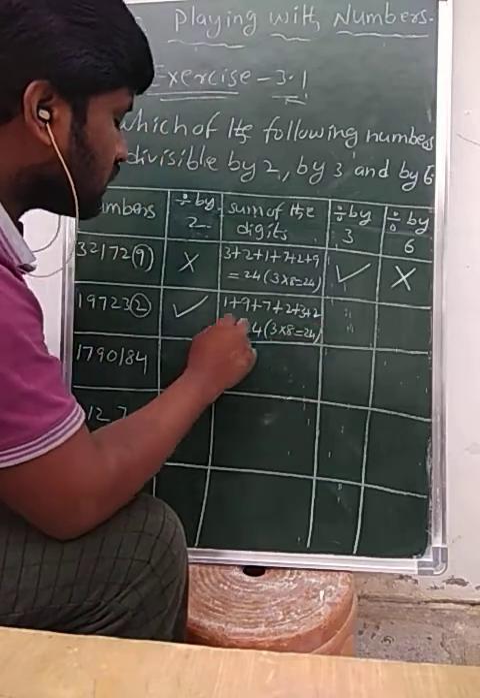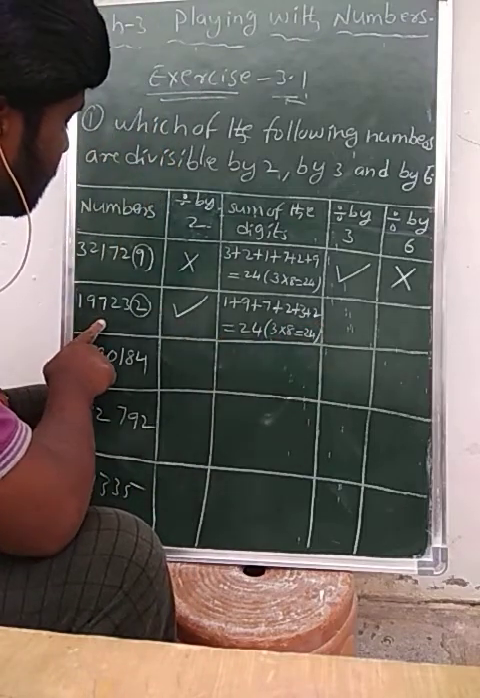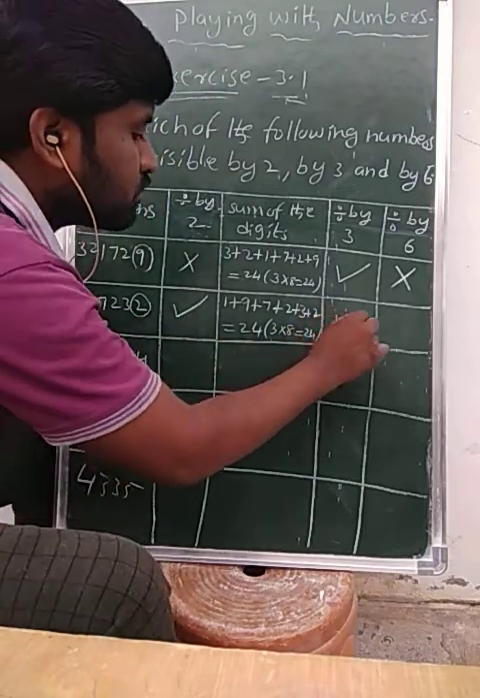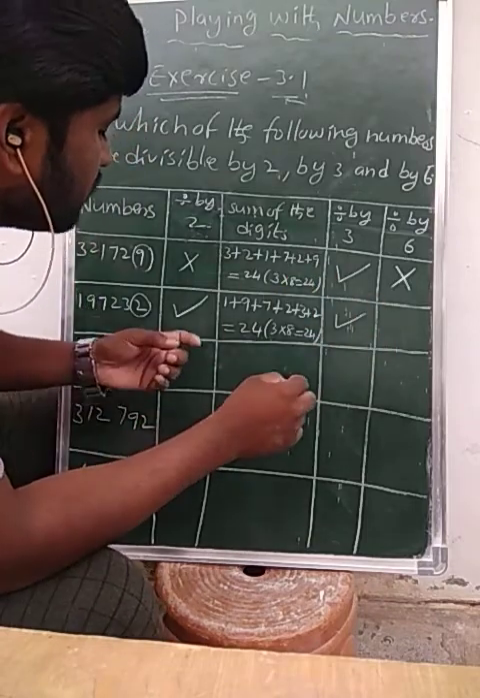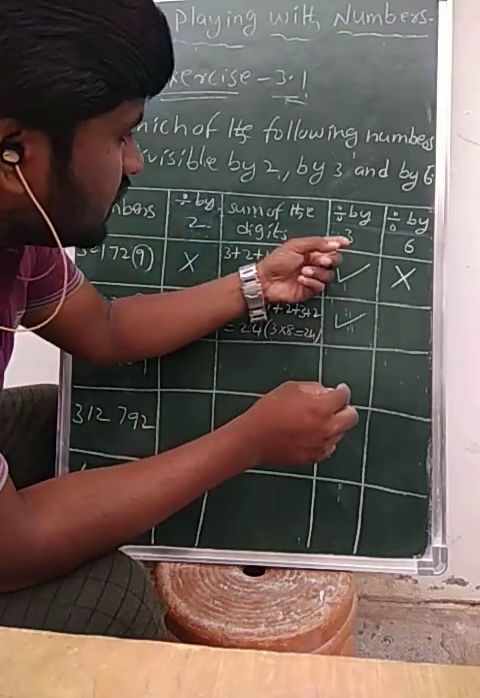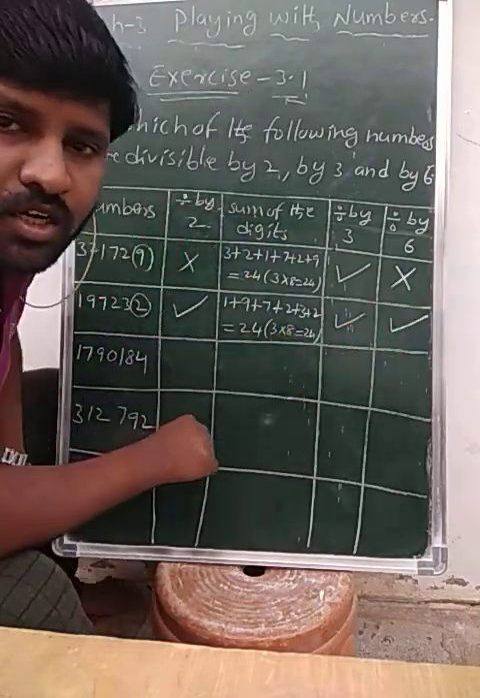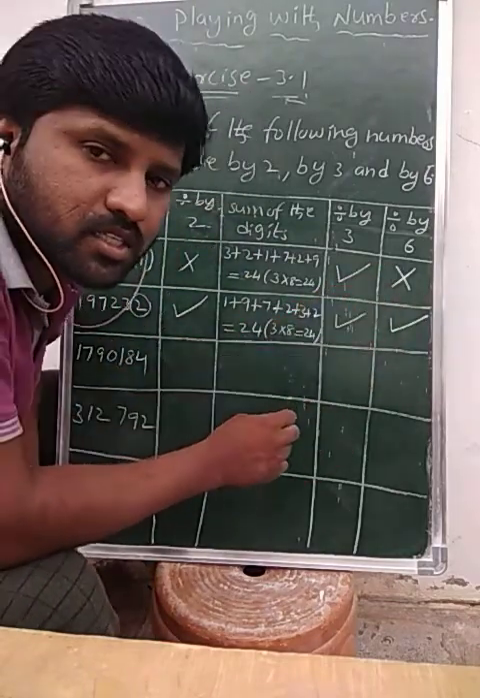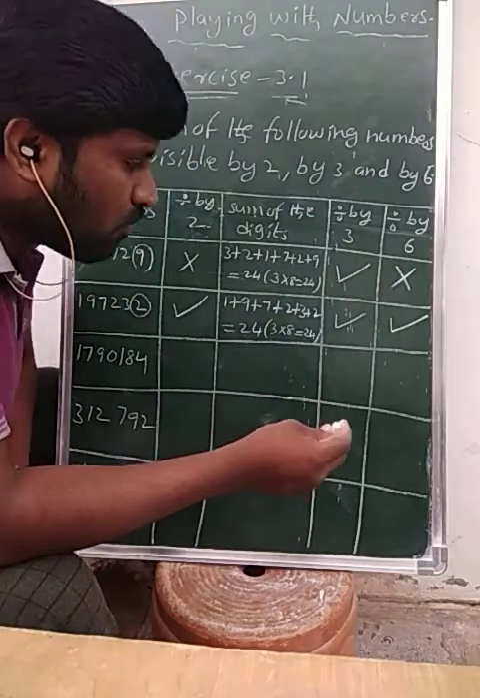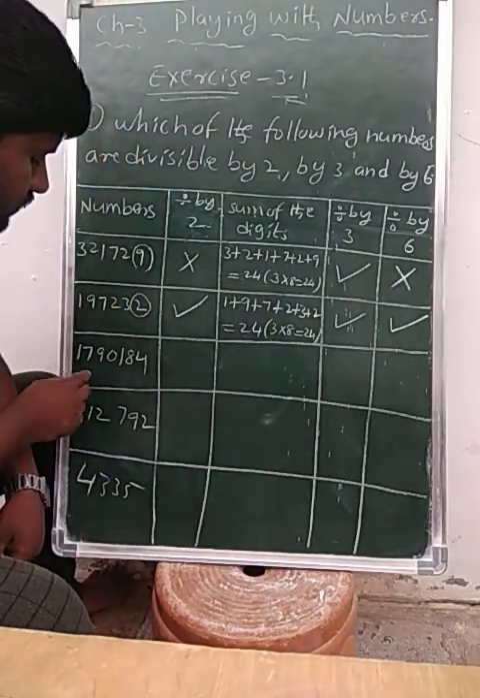So the number 1,97,232 is divisible by 3. A number which is divisible by both 2 and 3 is automatically also divisible by 6, according to the divisibility rule of 6.